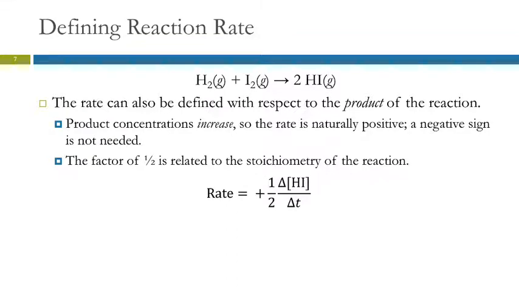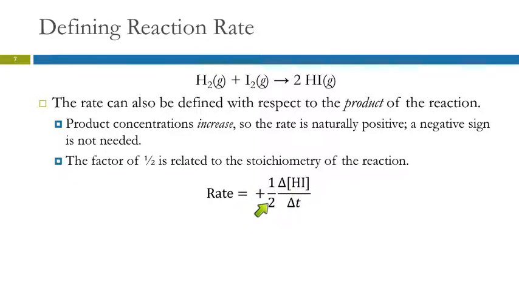We can also define the rate in terms of the product. So here we have one product. We could think of the rate in terms of the change in product concentration. As the reaction proceeds, the product concentration is going to increase. Its change is positive. So then we don't need a negative sign. We want the rate to be positive. The change in the hydrogen iodide concentration is positive. We're going to divide that by delta T.